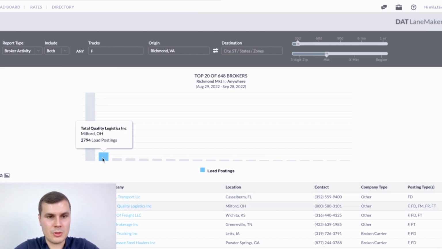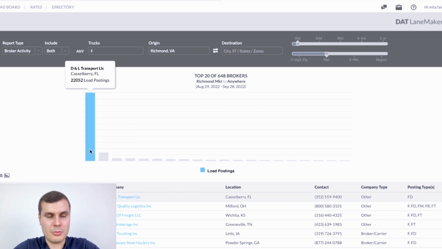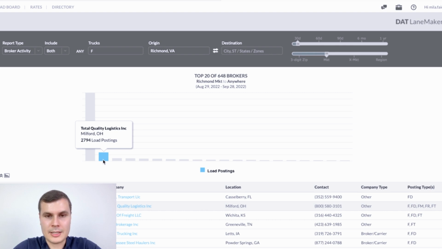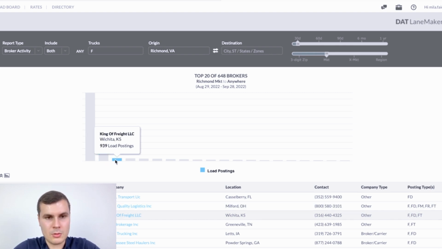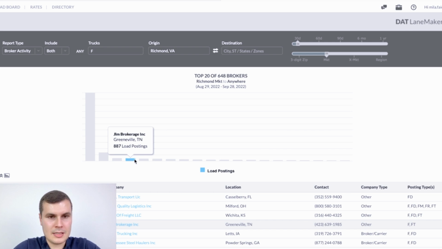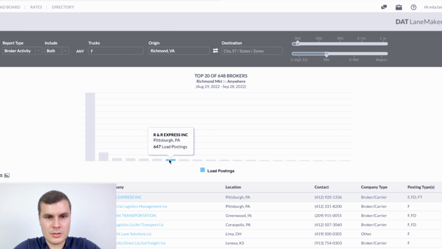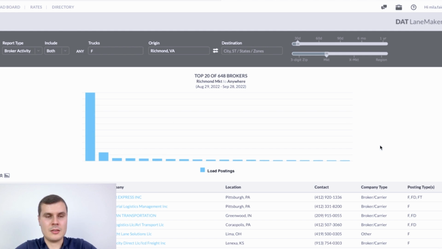And then I can see some other brokers. Total Quality Logistics, as you can see already, only 2,700 compared to 22,000. So DNL is definitely the leader in Richmond, Virginia, but some other brokers I should be setting up my carrier with are Total Quality Logistics, King of Freight LLC, GLM, Berry Trucking, Tennessee Steel Haulers, R&R, etc. So it gives us, I don't know how many, about a dozen brokers that have the most loads coming out of this specific city of Richmond, Virginia.